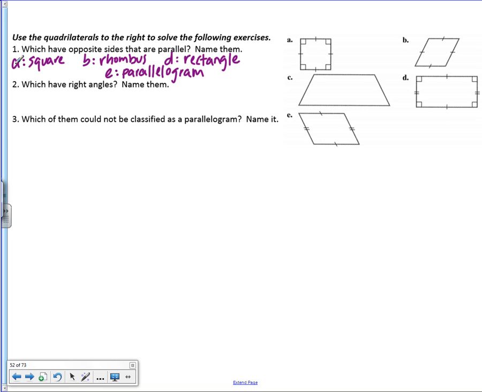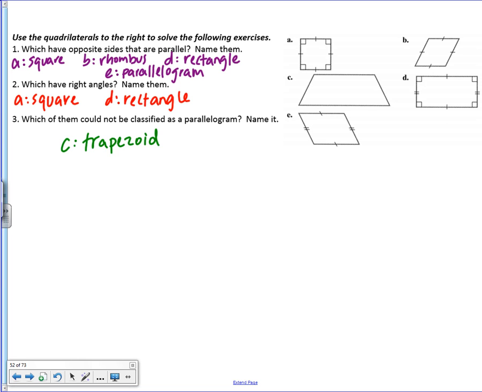Okay, next it says, which have right angles? Name them. Well, we've kind of already done this. A is a square, and D is a rectangle. Which of them could not be classified as a parallelogram? Name it. Well, the only one up there that is not a parallelogram, meaning both sets of opposite sides are parallel, is letter C, and that is a trapezoid.